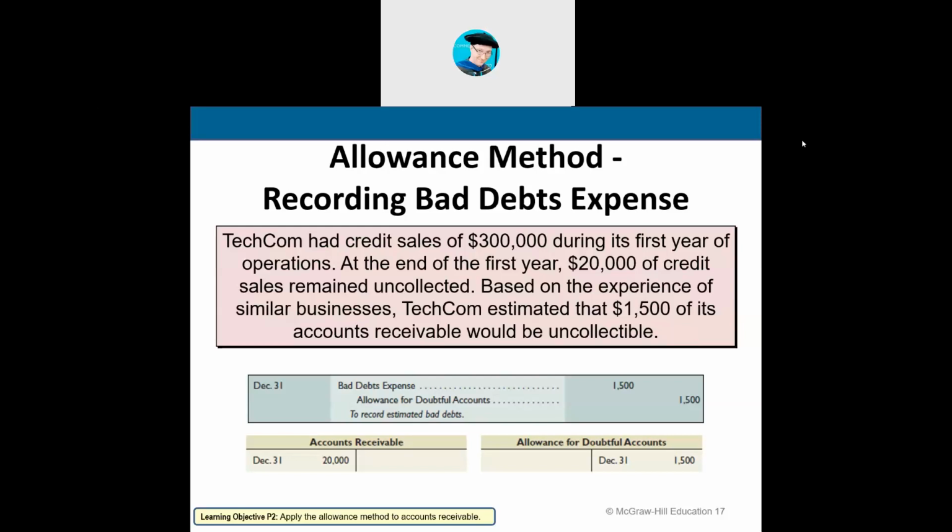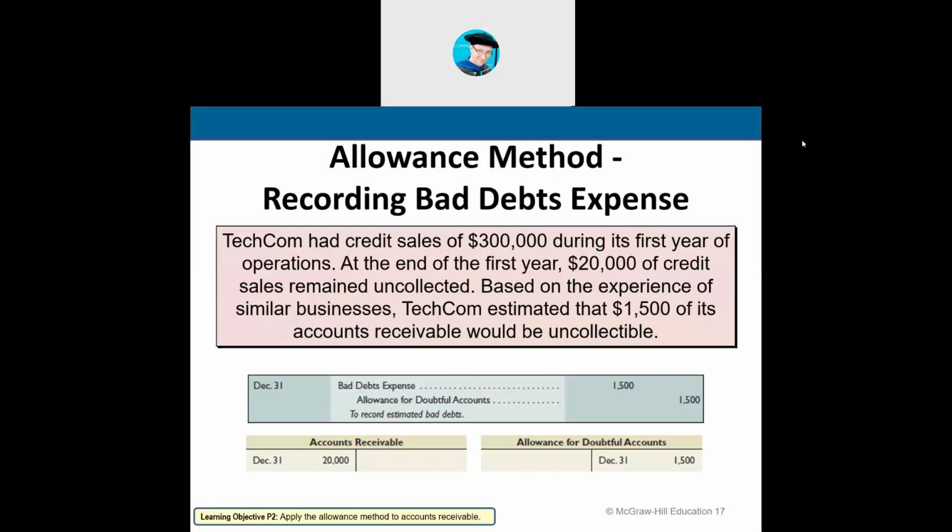Based on the experience of similar businesses, we estimate that $1,500 of all of my accounts receivable will be uncollectible. How do we come up with 1,500, you might be asking? It isn't simply an estimate. It's based off of industry averages, it's based off of competitors, whatever.